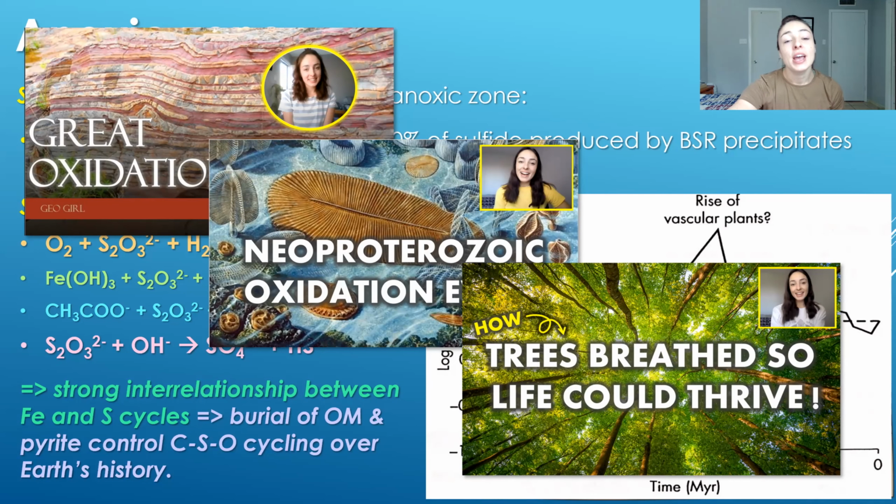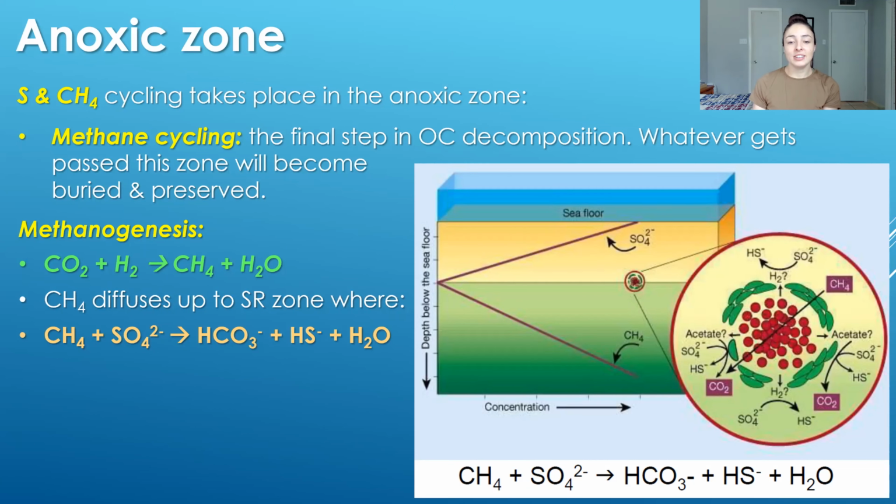And finally, we are on to the last cycle in our little sediment column of cycles, and that is methane cycling. This methane cycling zone is typically right below the sulfate zone, and methane cycling is the final step in organic carbon decomposition. Basically, whatever gets past this zone will become buried and ultimately preserved.